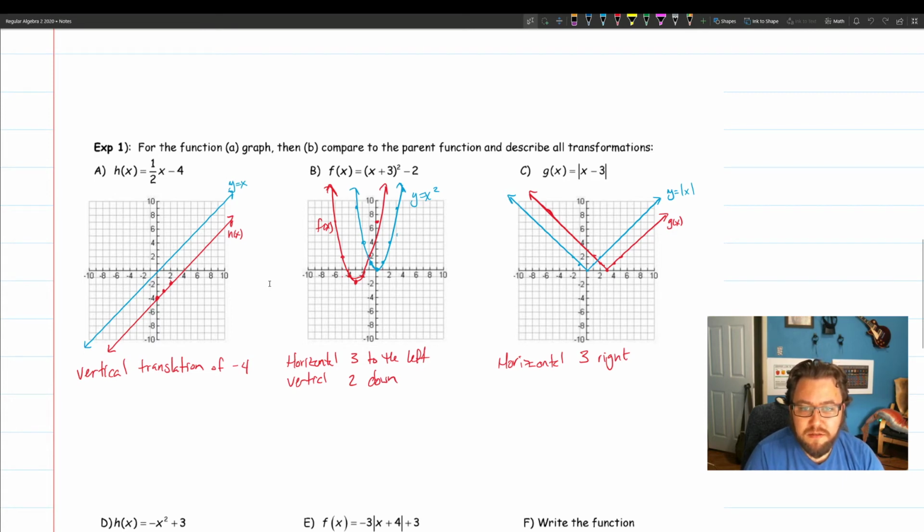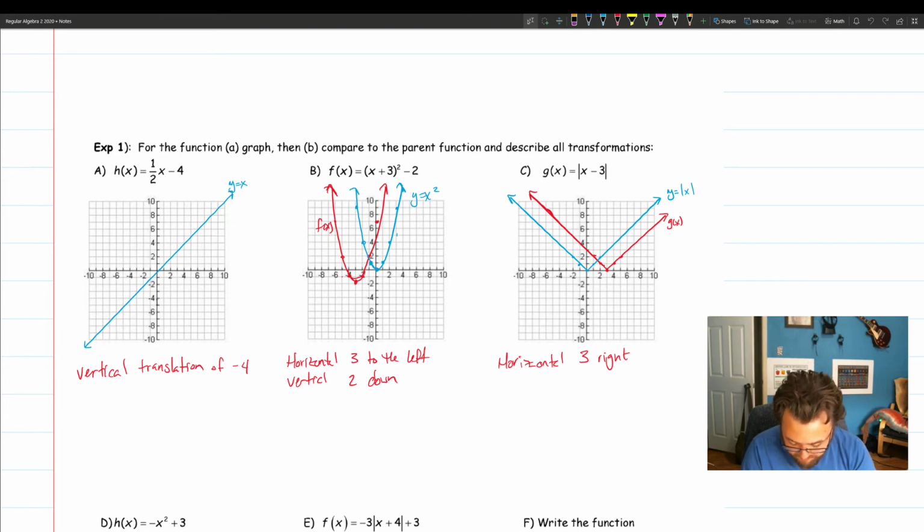I actually think I might have graphed that wrong. Oh my gosh, what a terrible teacher I am. Let's fix that right now. Look at me, I was just trying to be smart. All right, so let's fix h of x real fast.